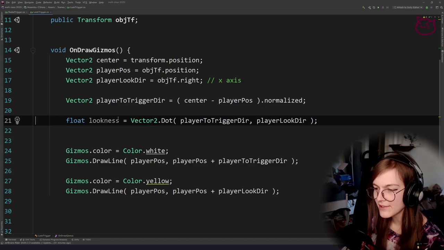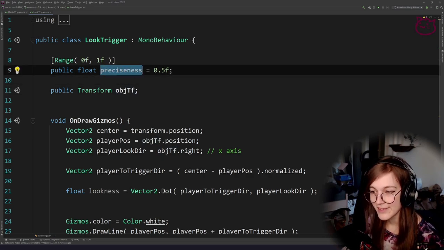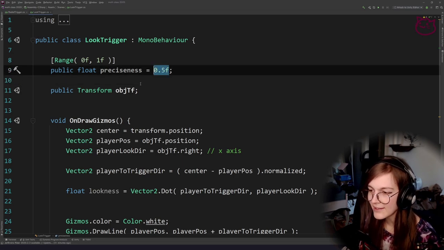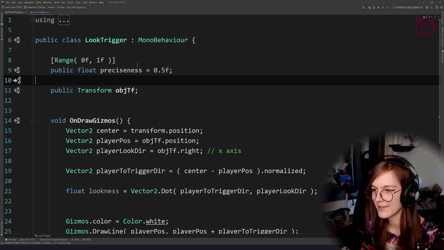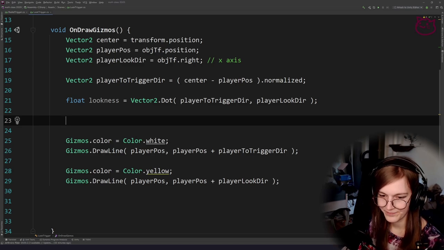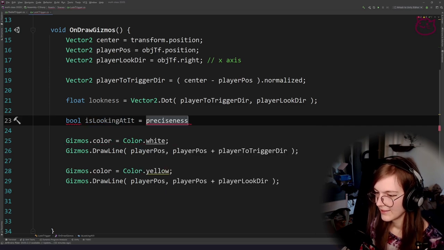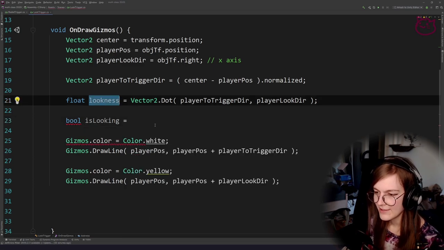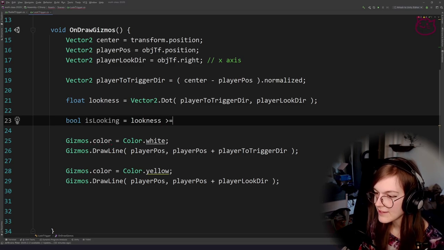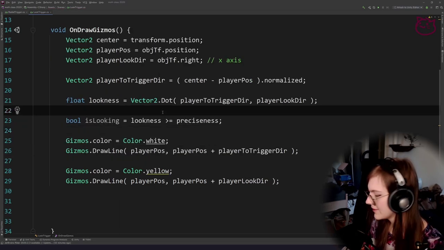But what do we do with this? Well, we need to use our threshold for the preciseness of this. And again, silly names. If this is called preciseness, that should mean if this value is higher, it's more precise. If it's lower, it's less precise. So try to be consistent with the directions of your naming. Let's use preciseness as our threshold. That would be a bool again, isLooking. So all we need to check is if lookness is greater than or equal to preciseness. And that should be it.